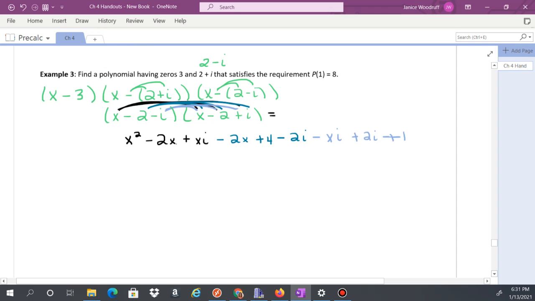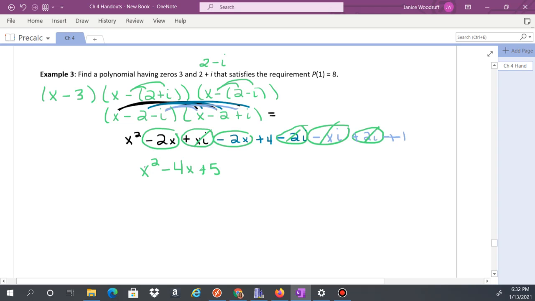Okay, so then let's combine like terms. So I've got an x squared. I've got negative 2x, negative 2x. It's my only term, which is the x. That's going to be negative 4x. I've got positive xi, negative xi, which means these guys are going to cancel each other out. I also have this negative 2i and this positive 2i. These guys will cancel each other out. And then I have 4 plus 1, which will give me a plus 5.